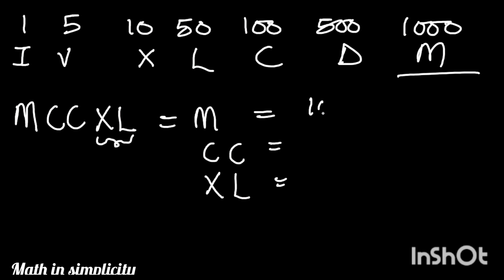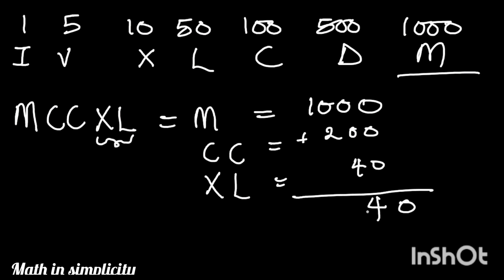M is 1000, so that should give us 1000. CC is 100 plus 100, which is 200, right? Now XL means 10 less than 50. That's 50 minus 10. That should give us 40. So we're just going to add these things together. 0, we have 4 there, we have 2. So MCCXL is simply 1240.